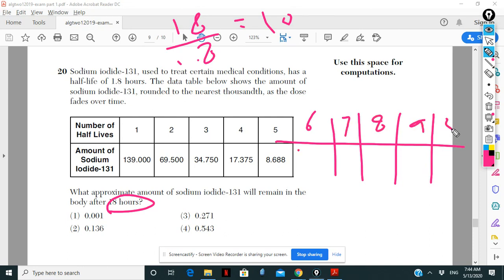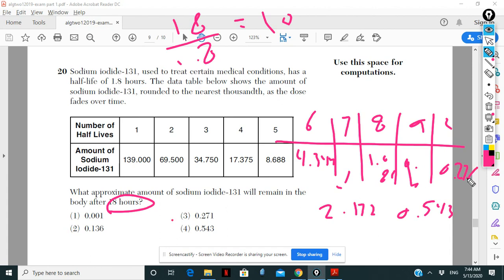And I'm going to have the amount 4.344. After that, 2.172. Here it's 1.086. Divide again, 0.543. Now divide again, 0.276. So the answer here is number 3.